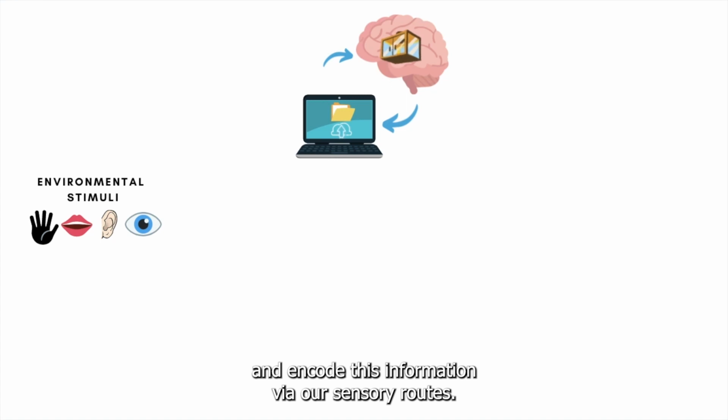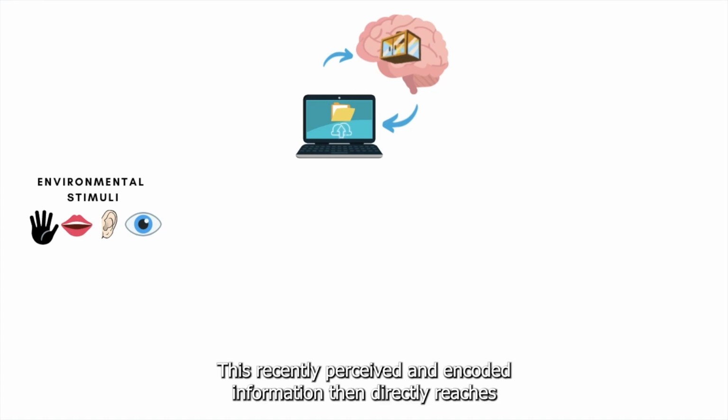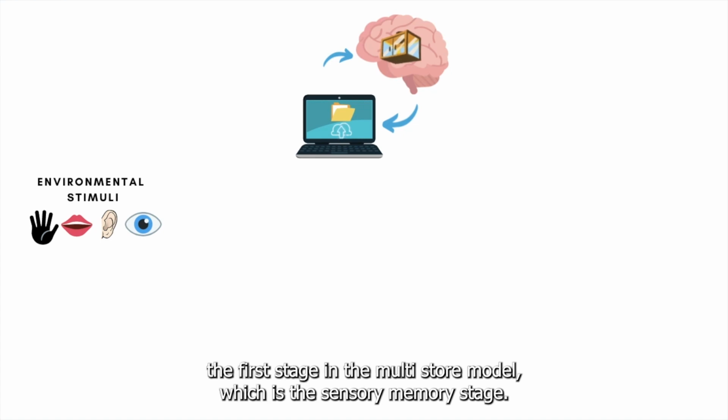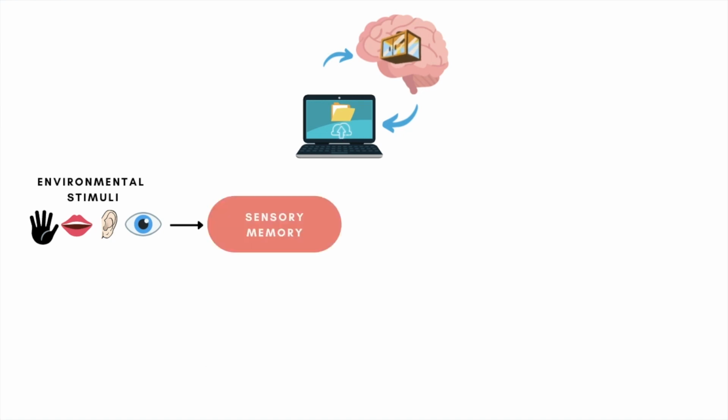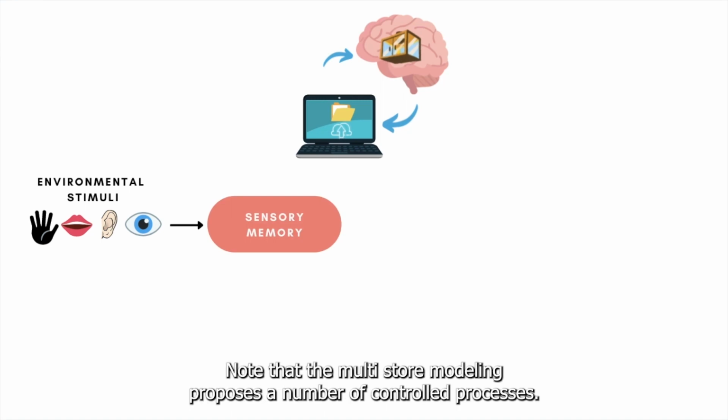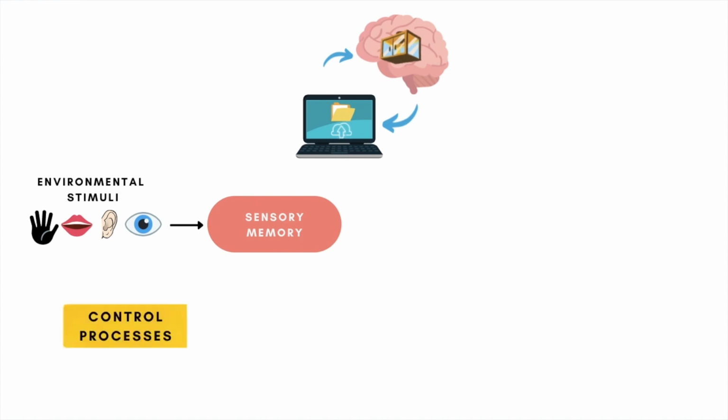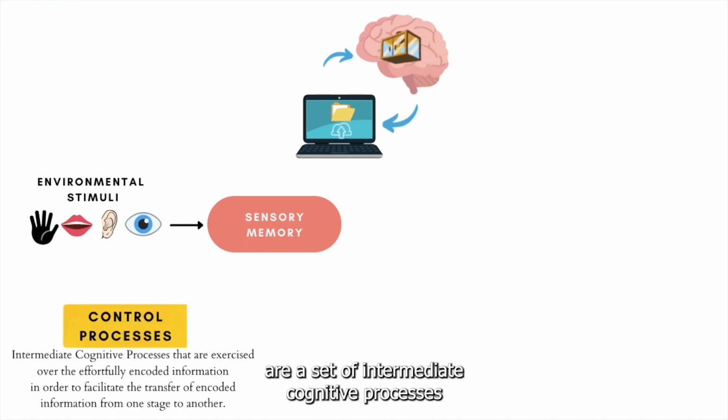This newly perceived and encoded information then directly reaches the first stage of the multi-store model, which is the sensory memory stage. Now, before proceeding to understand what each of these units are, note that the multi-store model proposes a number of control processes. Control processes are a set of intermediate cognitive processes that govern and facilitate how successfully the information is transferred from one unit of the model to another.